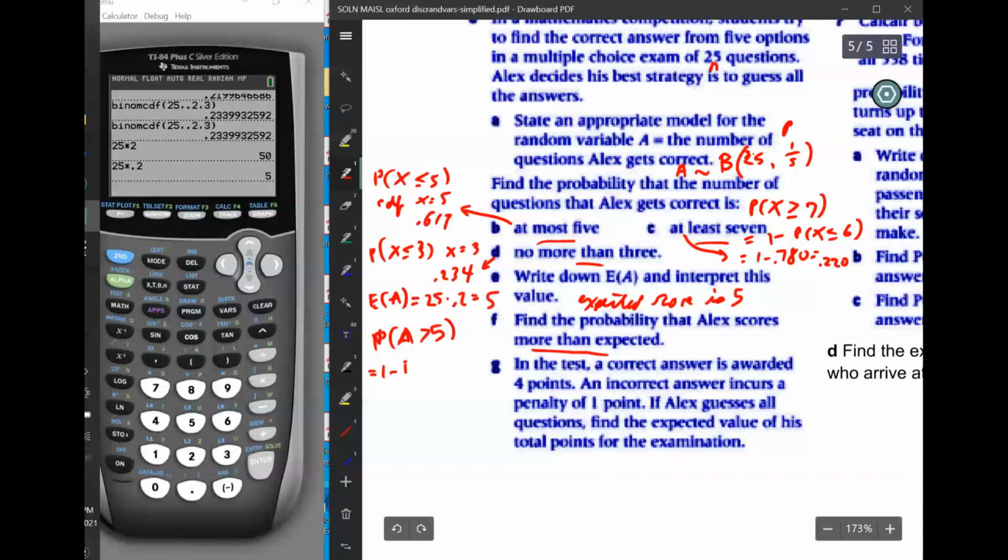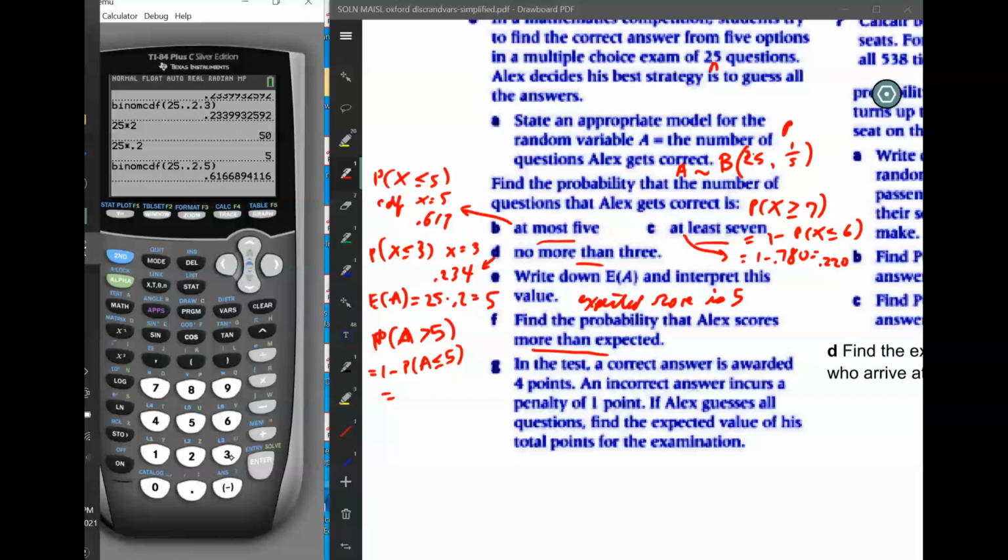So we could set this up as 1 minus the probability that A is less than or equal to what? 5? Yeah, because we want A greater than 5, so we subtract off all the numbers from 0 to 5. So what is the probability that A is less than or equal to 5? We're going to do the same thing we did before. Binomial CDF with n equals 25 and p equals 0.2, except now we're going to put 5 for the x value. We want binomial CDF because it's less than or equal to 5.